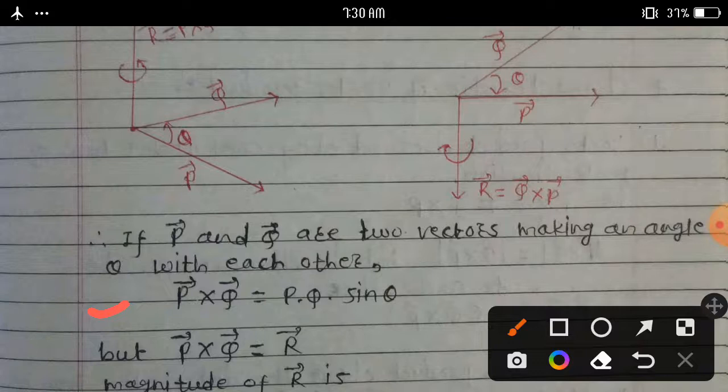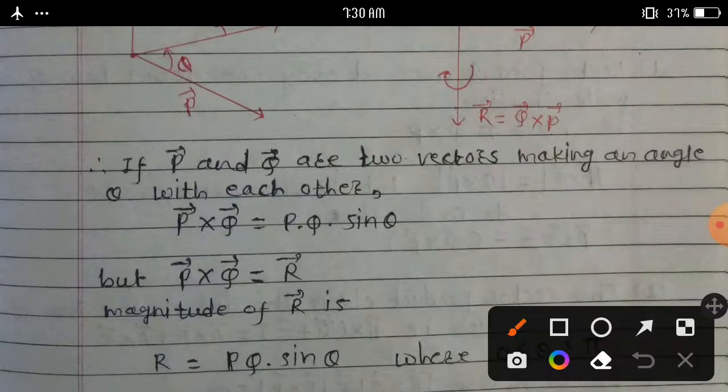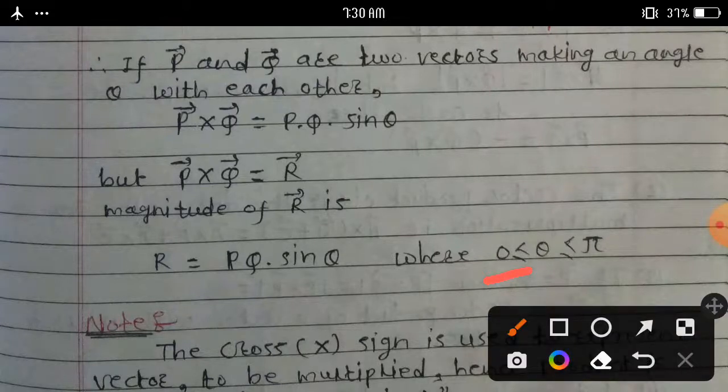But p bar cross q bar is equal to r bar. Here r bar is the resultant of these two vectors. See here, the magnitude of this r bar is given by r is equal to p q sin theta, where theta satisfies the condition 0 less than or equal to theta less than or equal to pi.